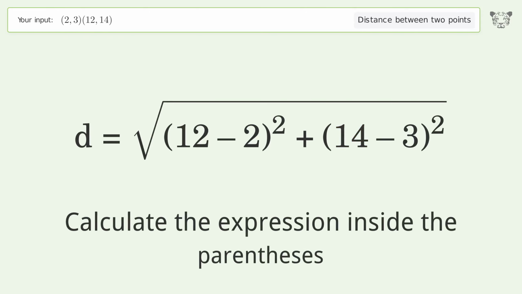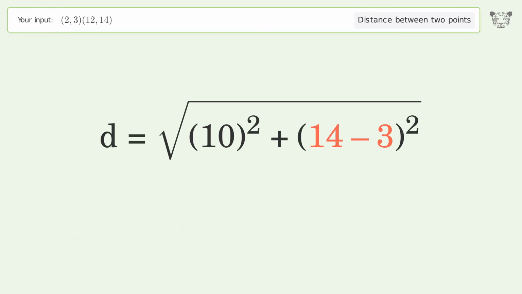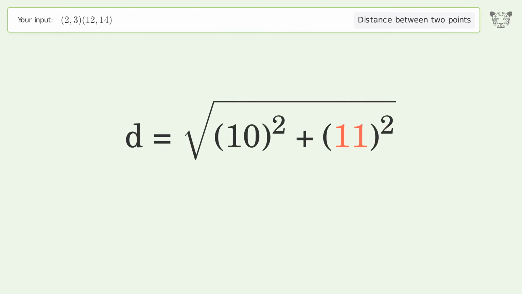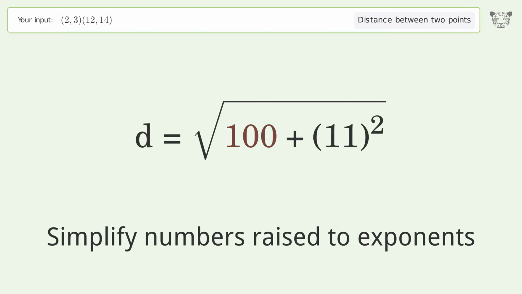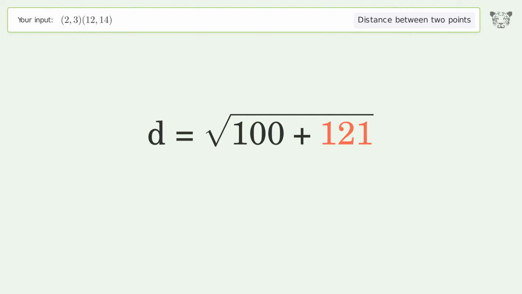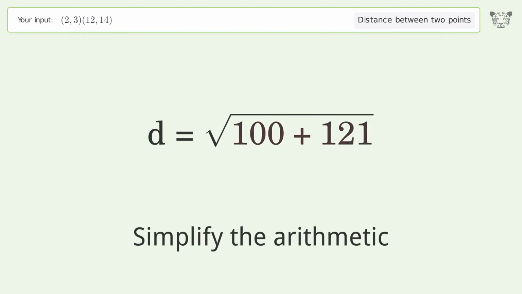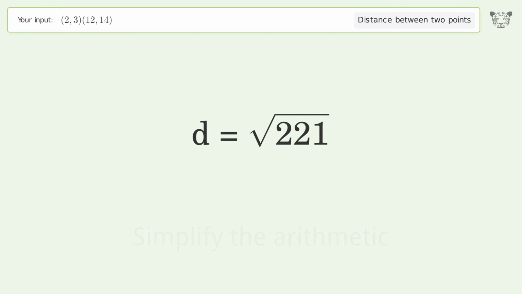Calculate the expression inside the parentheses. Simplify numbers raised to exponents. Simplify the arithmetic. And so the distance between the 2 points is the square root of 221, or 14.866.